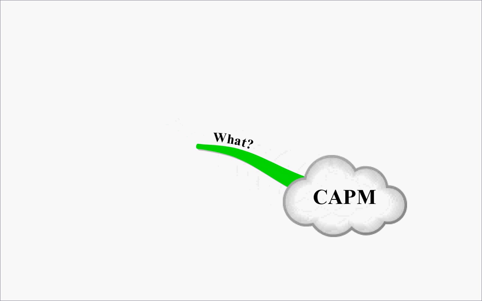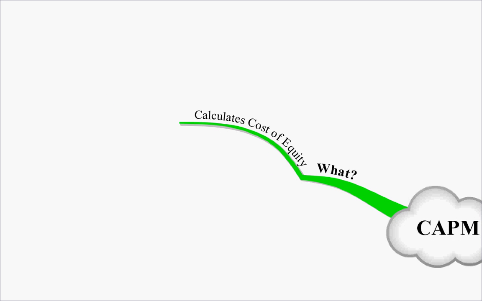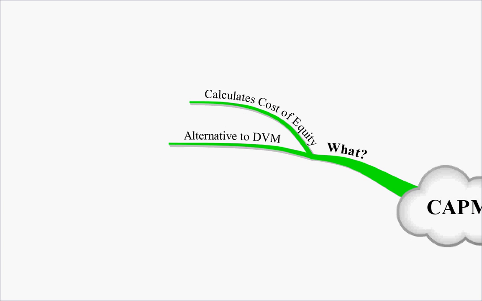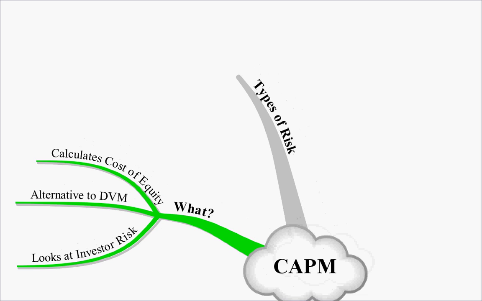So, this lecture was on CAPM, but what is CAPM? Well, it calculates the cost of equity. Remember previously we used the dividend valuation method to calculate the cost of our equity, to calculate ultimately the weighted average cost of capital. Well, this one looks at investor risk rather than the dividends received. Okay, so this is the risk of the investment.